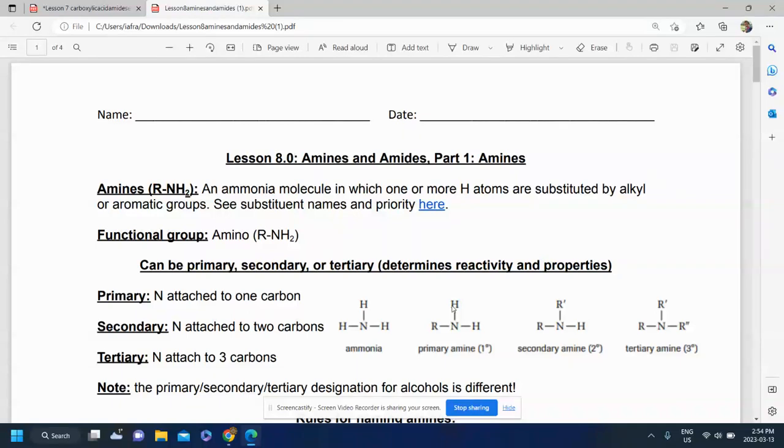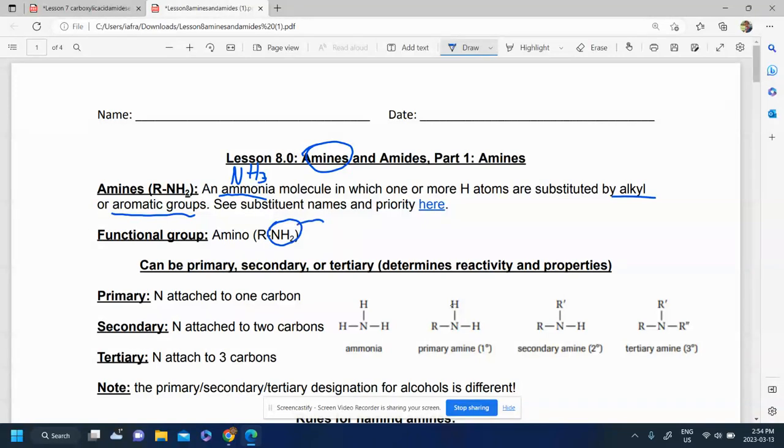In this video, we're going to be taking a look at amines and amides. We're going to start our focus on amines first. So amines are basically just an ammonia molecule, and ammonia, remember, is NH3, where we replace some hydrogen with alkyl groups or aromatic alkyl groups. And so the amino functional group is the NH2 functional group.